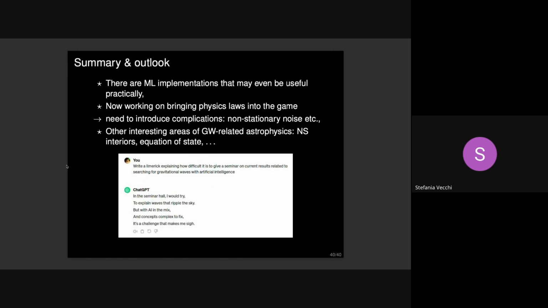So I will end with this slide, which is basically a summary and outlook. It says that we have to complicate things, add noise, train it on more data, and expect problems. But what I want to say is that the same techniques may be applied to all kinds of other pieces of astrophysics that have differential equations. So we want to try that too.